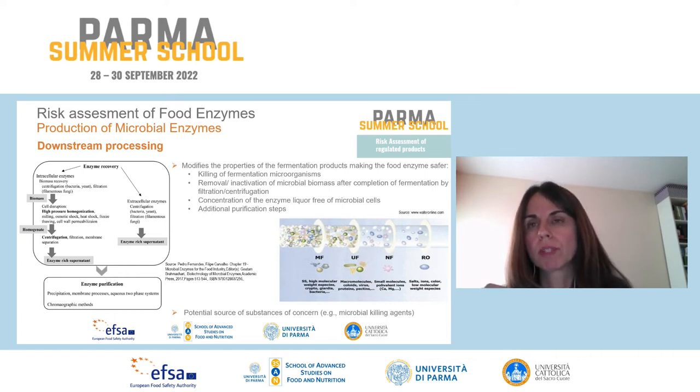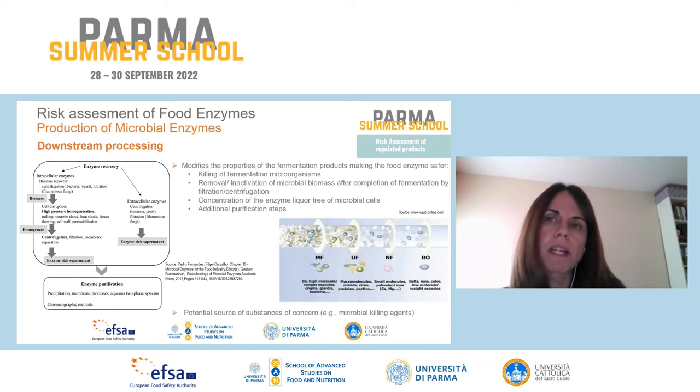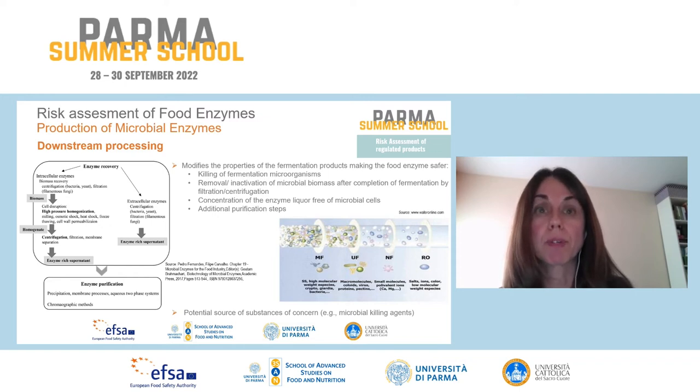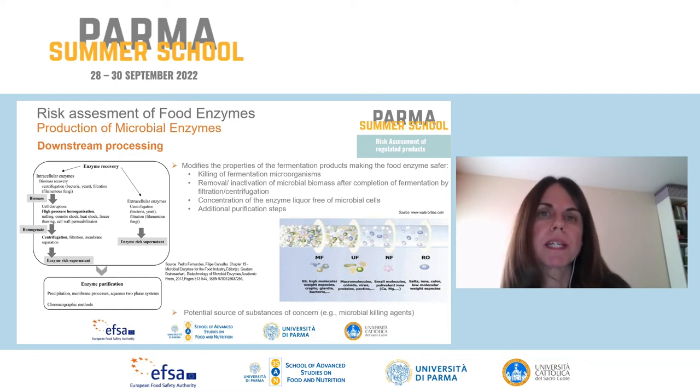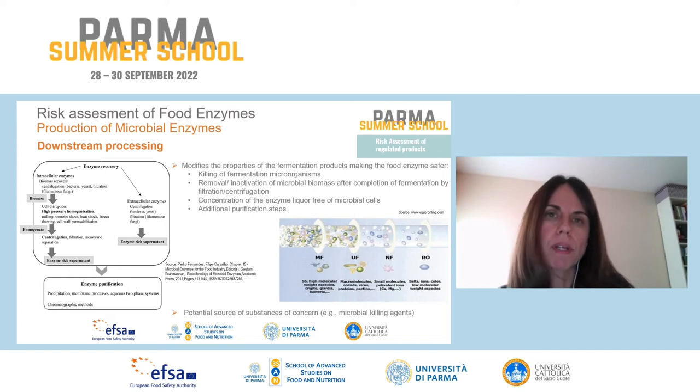So the microbial biomass is removed from the fermentation broth, and usually filtration or centrifugation is used for this removal. Then comes the concentration of the enzyme liquor, which is already free of microbial cells, and operations like ultrafiltration can be used. And then sometimes there are additional purification steps, not always, but sometimes.